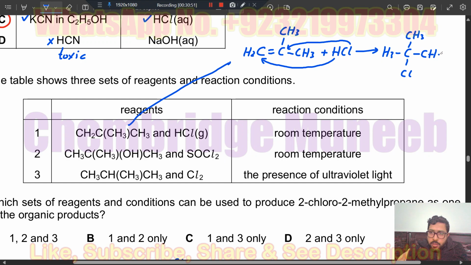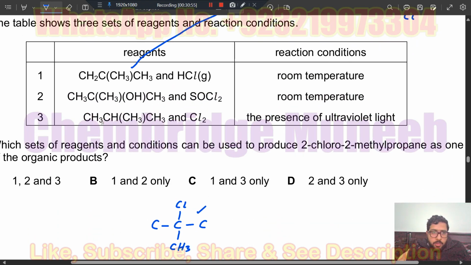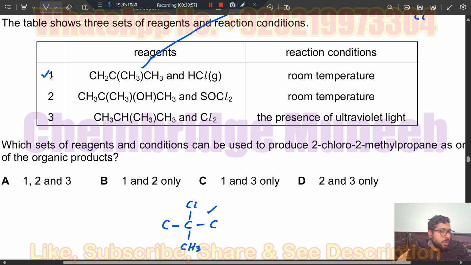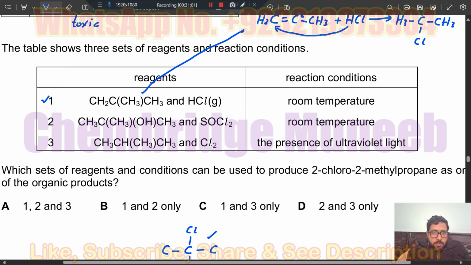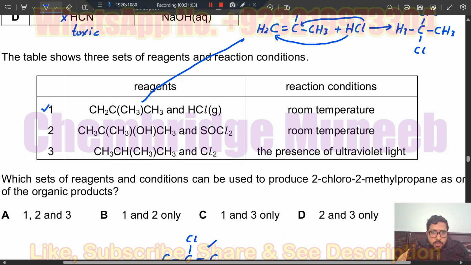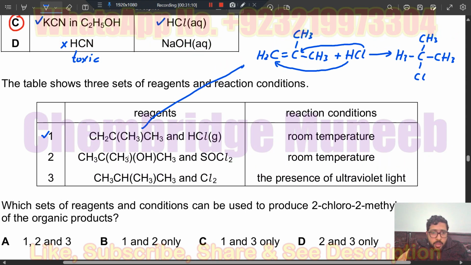So it is the same structure like this one. So yes, the first statement is correct. Now the second statement says it is a reaction of this compound with SOCl2. Now this reaction is basically a nucleophilic substitution reaction. Now again we must have a clear picture of this compound, so I'm going to draw this structure separately.